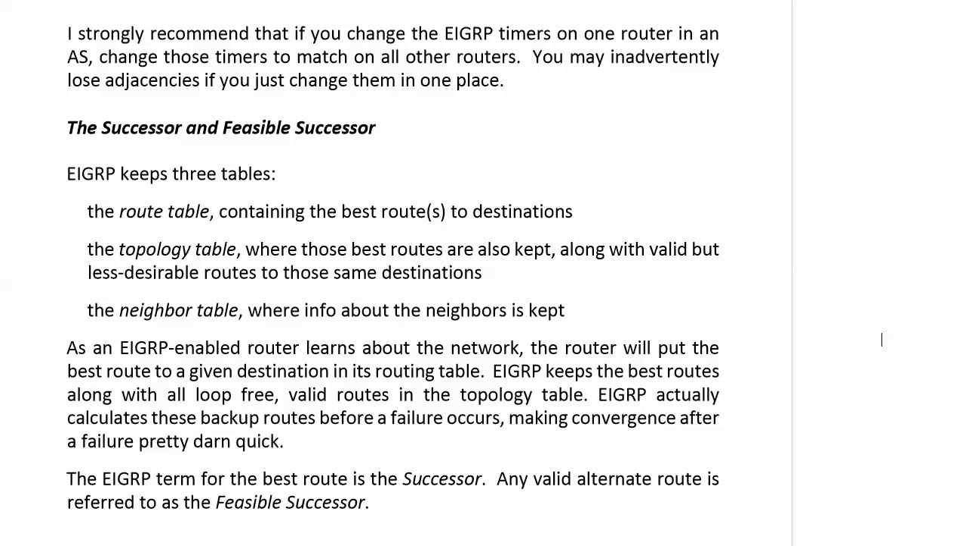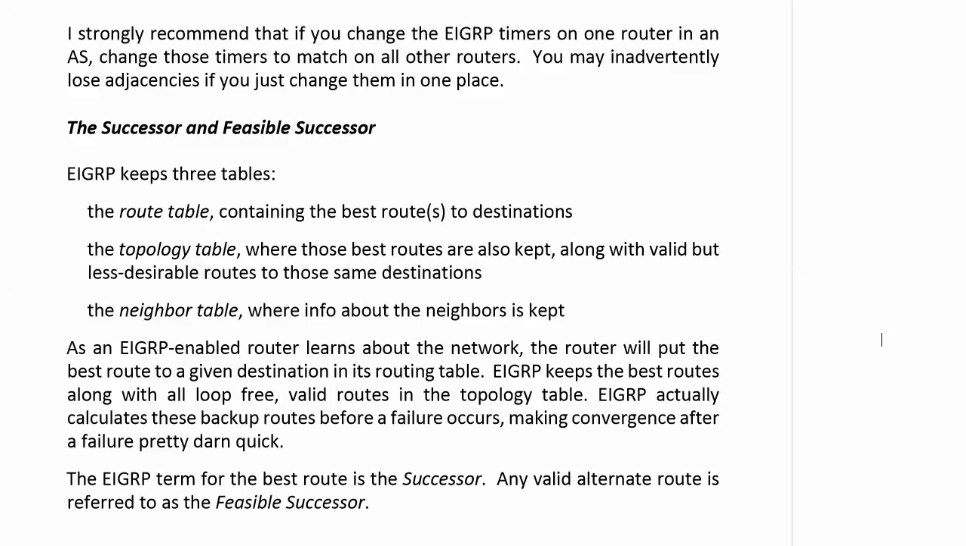That's where the best routes are also kept, along with valid but less desirable routes to those same destinations. Valid but less desirable. That's about as vague as it gets. Why are they valid and why are they less desirable? We're coming back to that. As a matter of fact, we're coming back to it on the same screen, because as I mentioned, as EIGRP learns about the network, it keeps the best routes along with all loop-free valid routes in the topology table. So there's another way to describe these other routes: loop-free and valid.